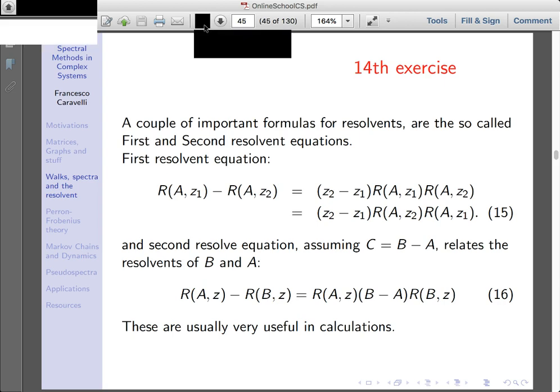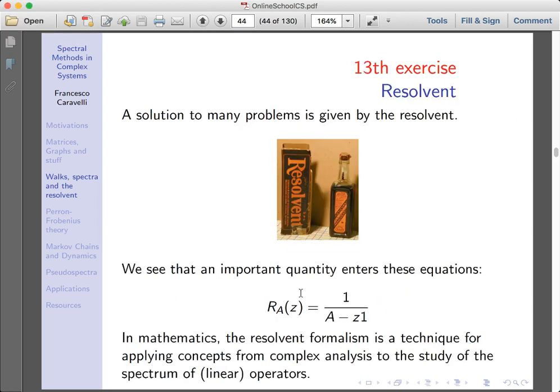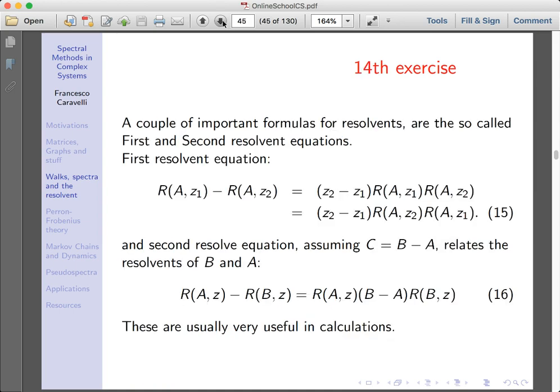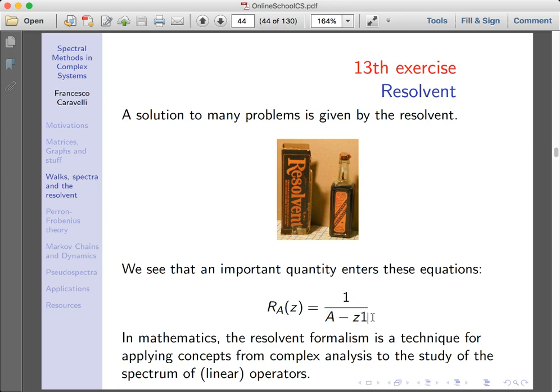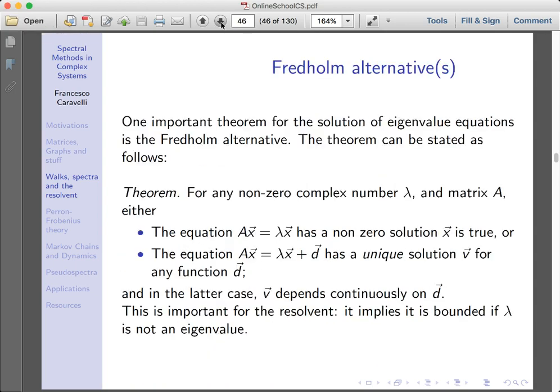One question that might arise, with some abuse of notation here, A minus z1 is the inverse of the matrix A minus z identity. When is it the case that this resolvent is unbounded, which means for which values of z is this resolvent going to infinity? For this, you need to use what is called the Fredholm alternative. Basically, the Fredholm alternative describes the number of solutions of a linear equation, if you want.